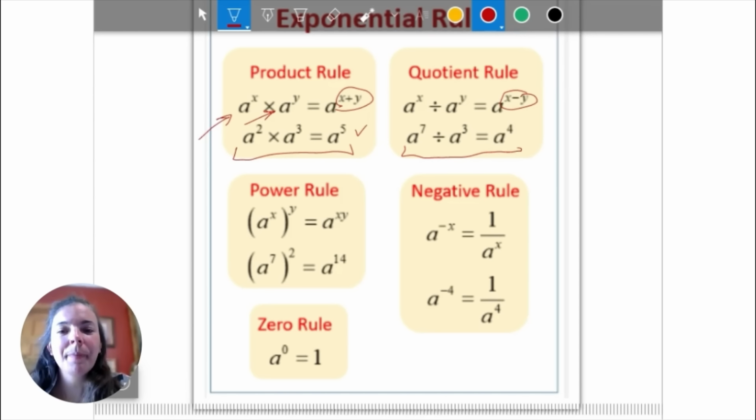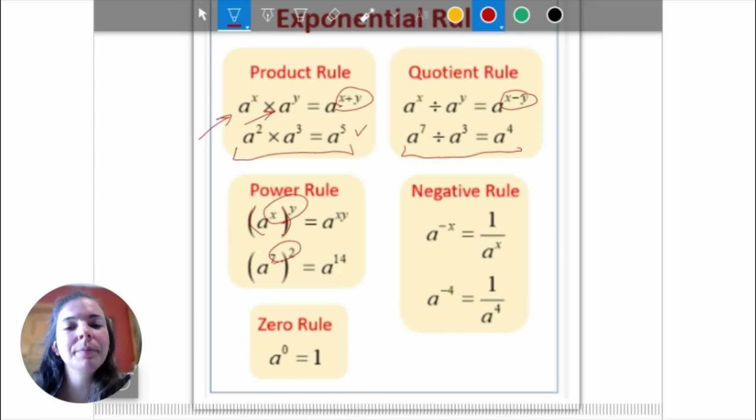The power rule means if I have some power raised to another power, I need to multiply the exponents. So a to the 7th raised to the 2nd power would be a to the 7 times 2, which is 14.